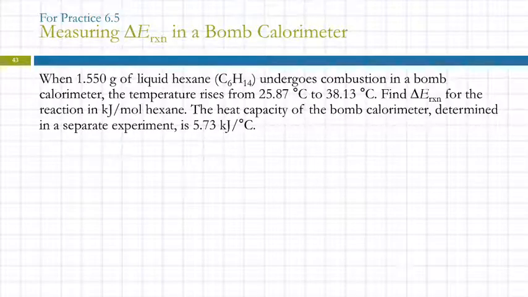Okay, let's do a problem. When 1.550 grams of liquid hexane undergoes combustion in a bomb calorimeter, the temperature rises from 25.87 degrees C to 38.13 degrees C. Find delta E reaction for the reaction in kilojoules per mole of hexane. The heat capacity of the bomb calorimeter determined in a separate experiment is 5.73 kilojoules per degree Celsius.